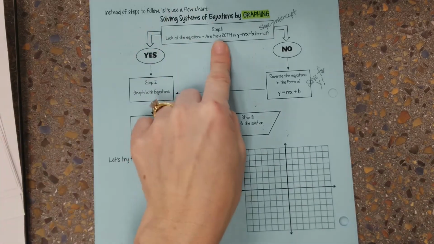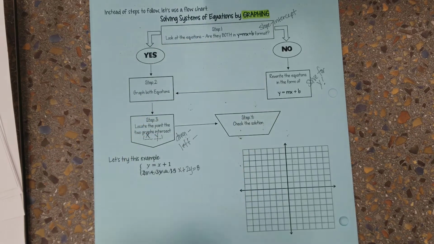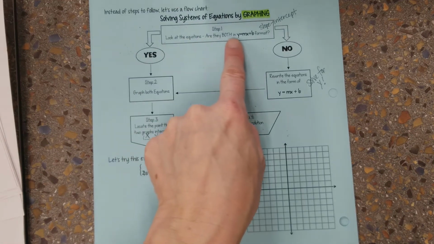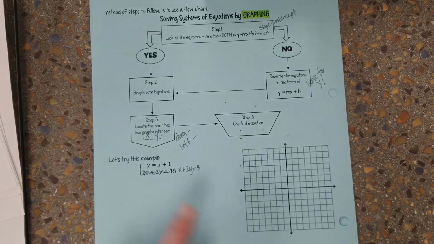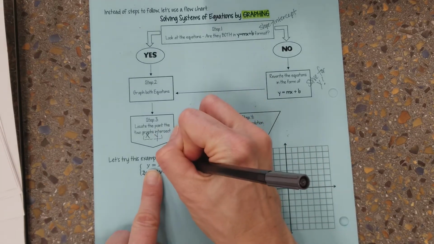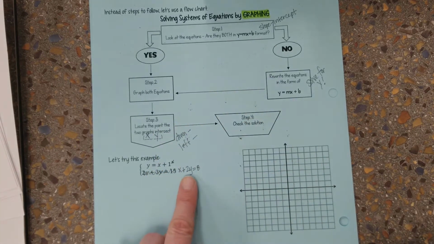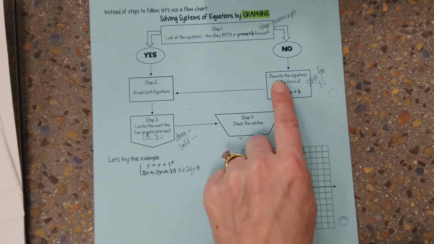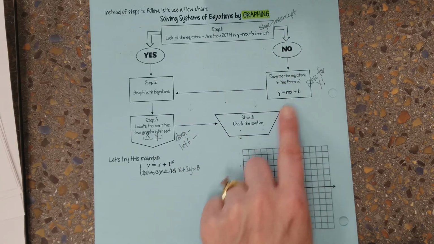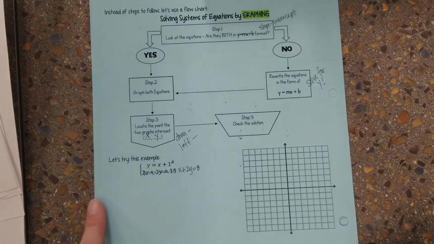So step 1 says look at both equations. Looking at both equations, are they both in y equals mx plus b format? Well, this first one is, so we're good there, but this one is not. So this one, I come down here and I have to rewrite the equation in this form. So this one needs to be rewritten or solved.